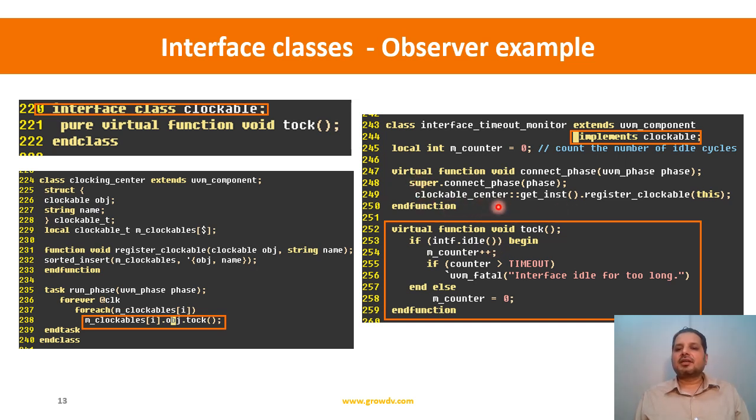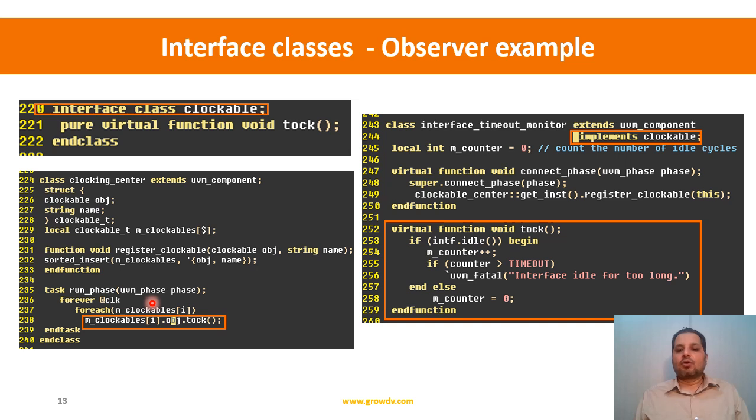So they are saying clockable center get instance. This is something provided by the concepts used in the UVM. We will look into it in more detail. For now, just understand that we get the singleton instance of this clockable center, and we register this particular instance. So that goes in and sits in this particular dynamic array, right? When I call this register clockable and pass this object and the name, it gets into this dynamic array.